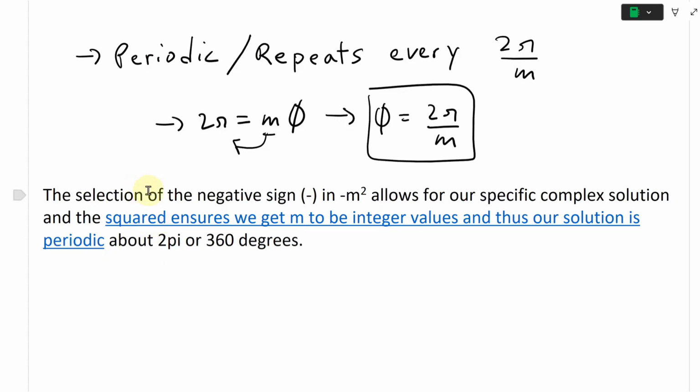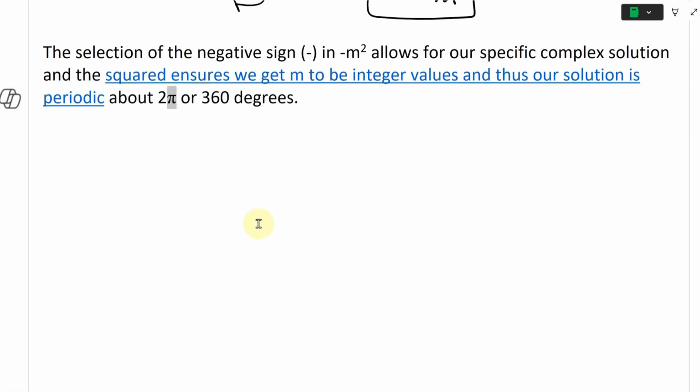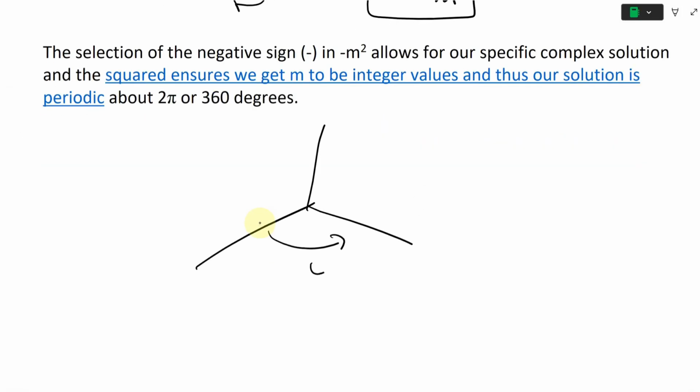And you're actually going even further just to drive home the point. The selection of the negative sign in negative m squared allows for our specific complex solution, and the squared ensures we get m to be integer values, and thus our solution is periodic about 2 pi, or 360 degrees right there. And again, that's because phi is the azimuthal angle. So remember, this phi is the azimuthal angle, and when it goes a full 360, we want it periodic, so that it gets the exact same solution as you repeat.